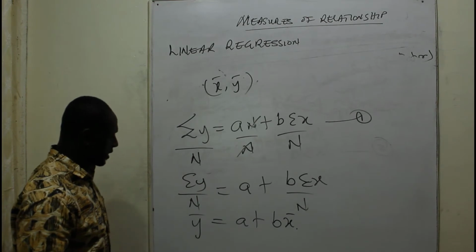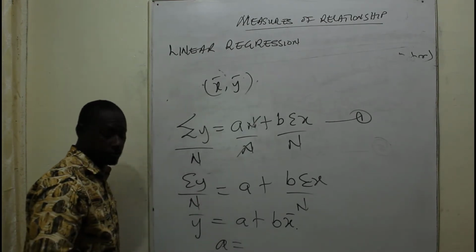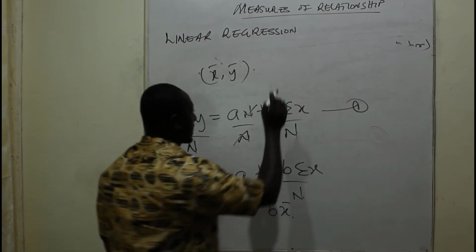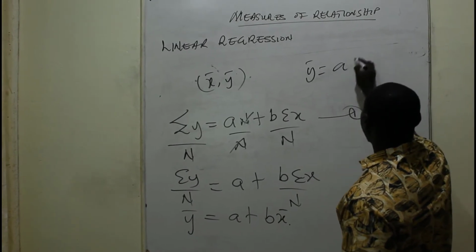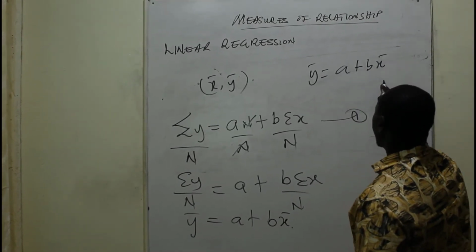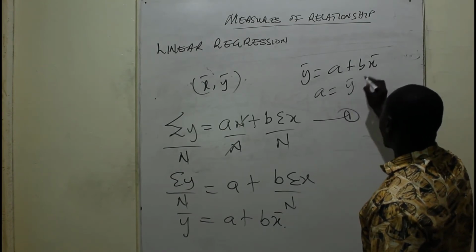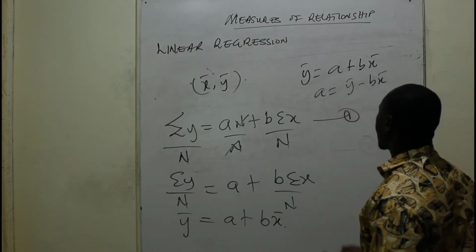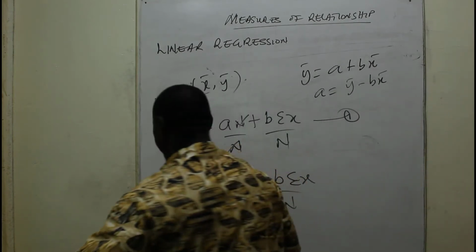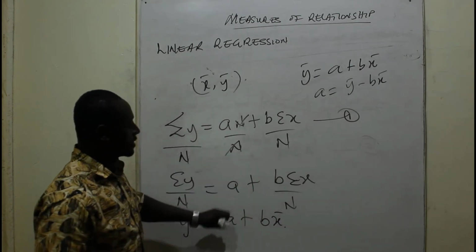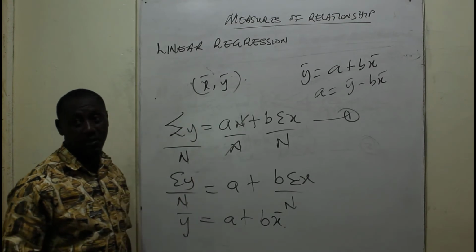From this equation, y bar equals a plus b times x bar, we can easily deduce that a is equal to y bar minus b times x bar, making a the subject. So from equation 1, we've been able to build an equation of this form to get x bar and y bar.